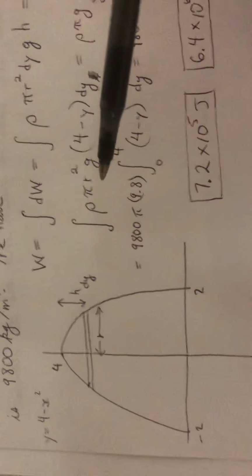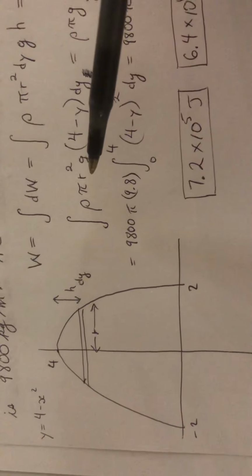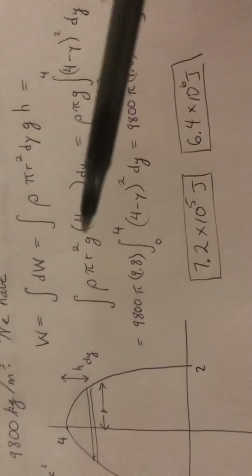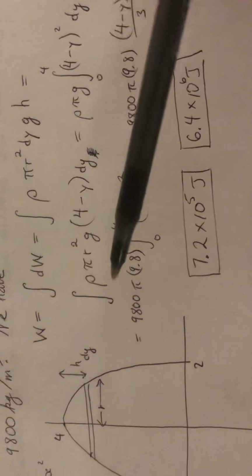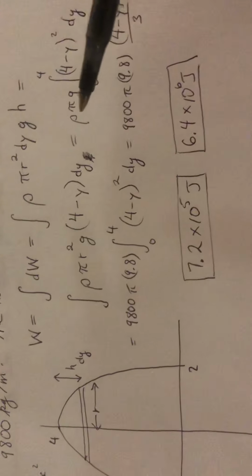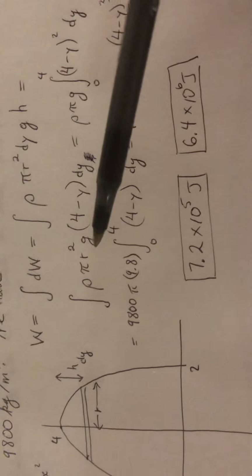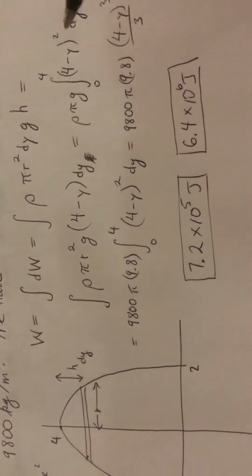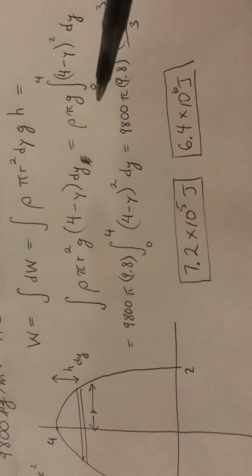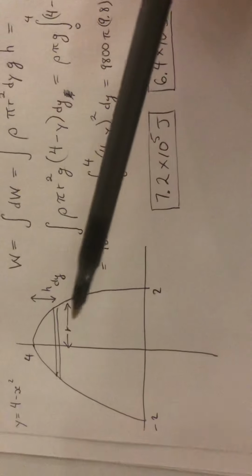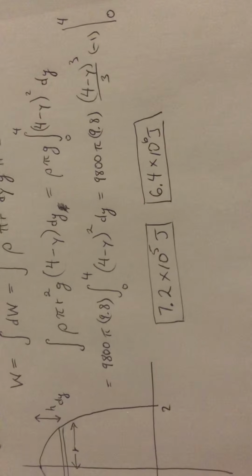Well, r squared is the same as x squared, so I can plug in 4 minus y for r squared. These 4 minus y's marry each other, so that I have this. So I'm bringing out the constants rho pi g. Then the r squared, we already said is 4 minus y, which marries this. And we have the dy. And the y's are going from 0 to 4. That's how I get the limits.